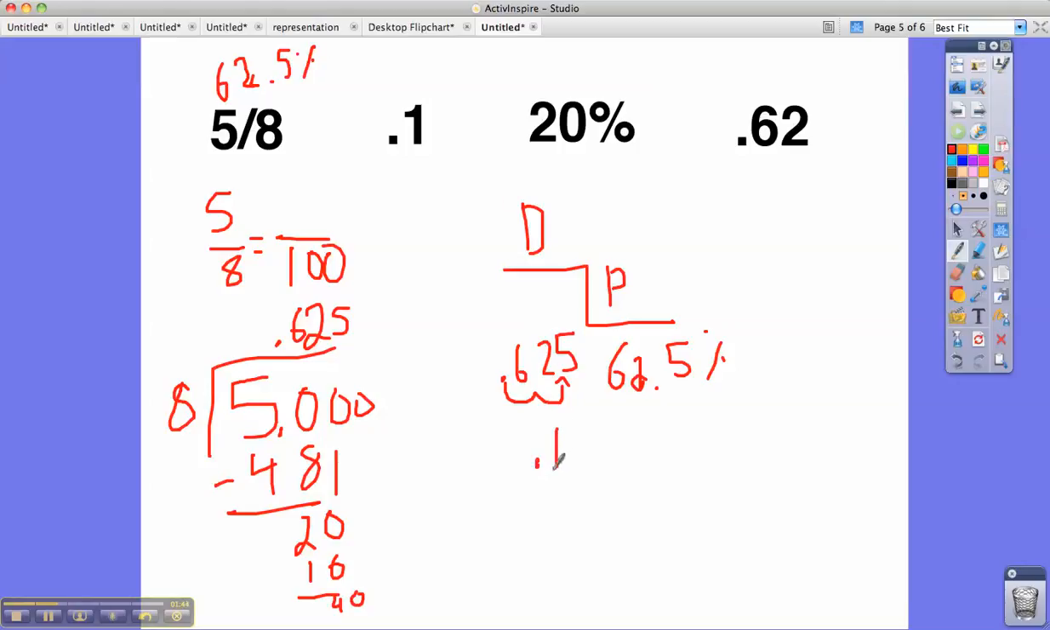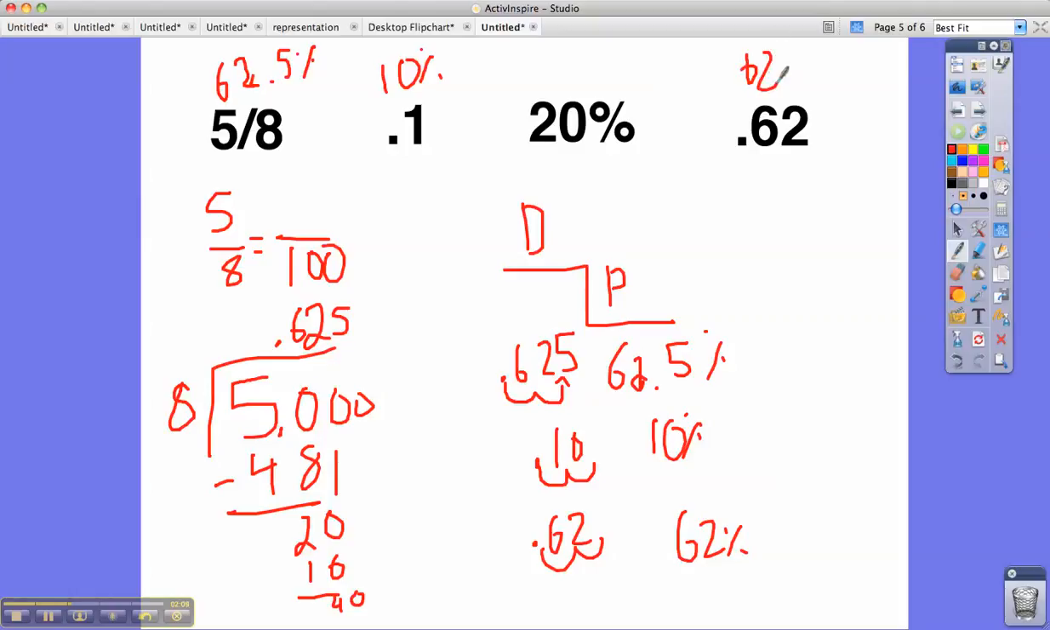0.1, it's a decimal. I move it 2 times. I'm out of spaces, but I keep going and I fill in a 0. That's 10%. 20% is already a percent, so I don't have to worry about changing that. So then 62 hundredths, move it 2 times, that's 62%. So we changed all of these numbers into percents.